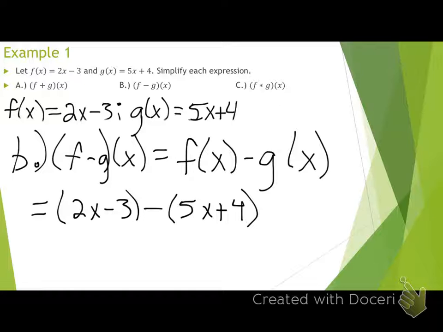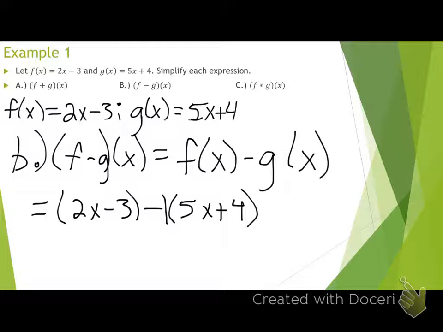Okay? Any ideas what I have to do with that minus sign? Or can I just go ahead and start combining like terms? Do you change it? Change it to what? Addition? Well, it's not telling me to add them, is it? No. You distribute it. Very good. This is like 2x minus 3 minus 1 times 5x plus 4. If I have a number outside a set of parentheses, I distribute it, correct?